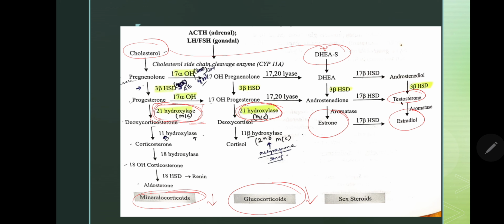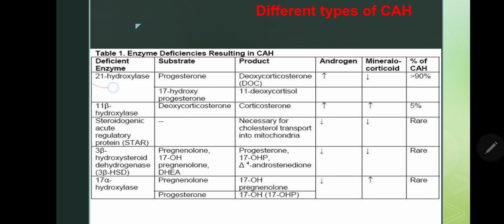So in this case, with 21 alpha hydroxylase deficiency, most of the cholesterol is made into androgen, excess androgen hormone, that means sex hormone is produced, but there is no production of mineralocorticoid and glucocorticoid. As mineralocorticoid and glucocorticoid are not synthesized, in 21 alpha hydroxylase deficiency there is an increased amount of androgen and a decreased amount of mineralocorticoid.